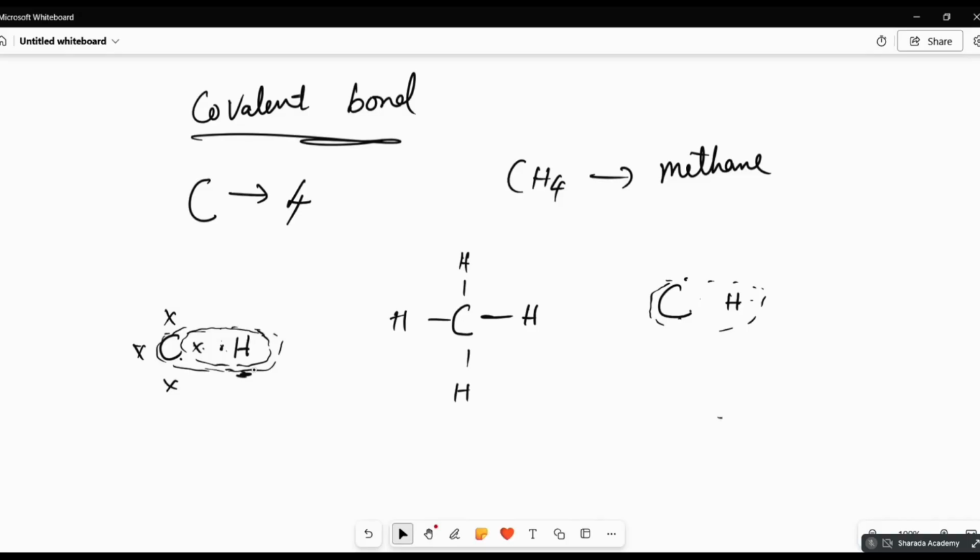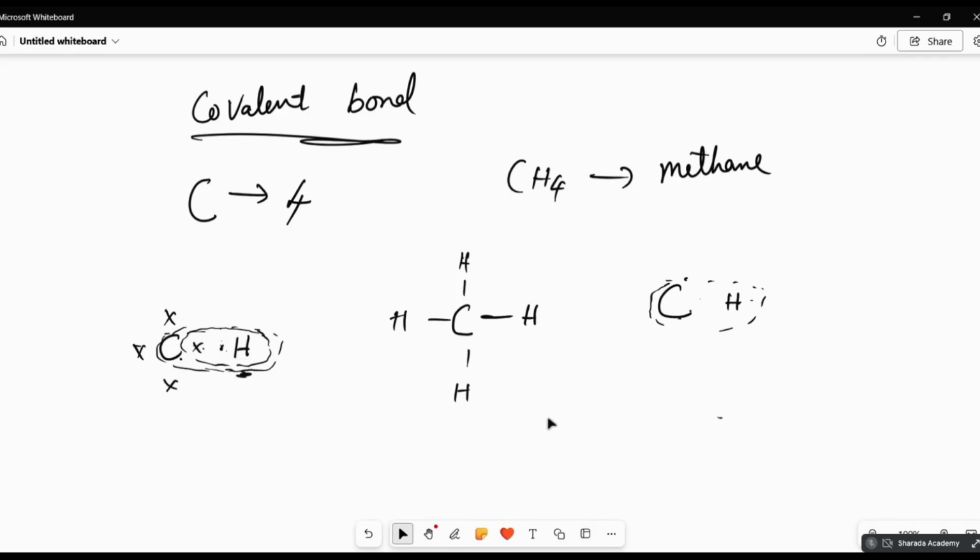Okay, that is sharing of electrons. The bond formed, we call it a covalent bond. And the compound formed by that, we call it a covalent compound. Okay. Even in carbon and its compounds, once again I will explain. Write down now.